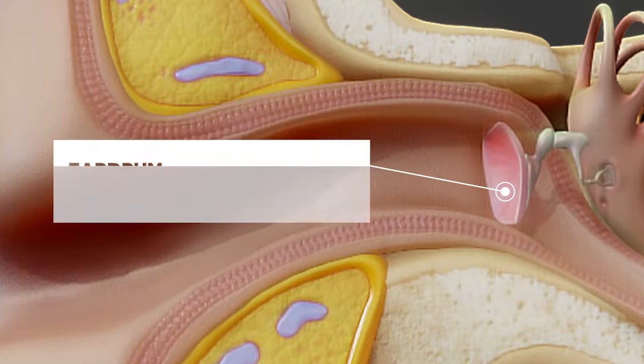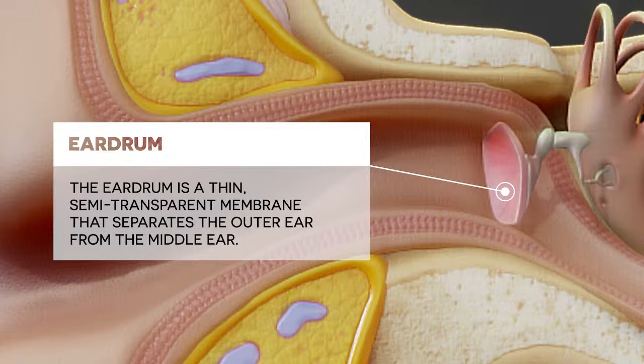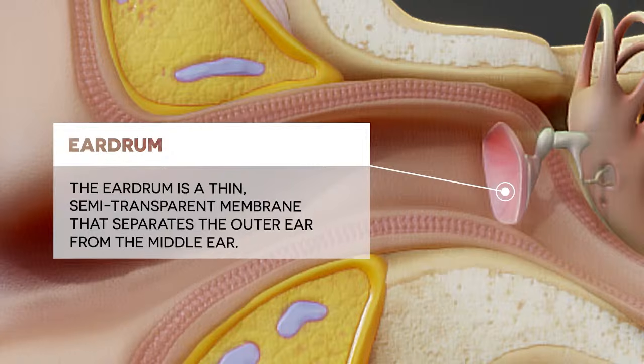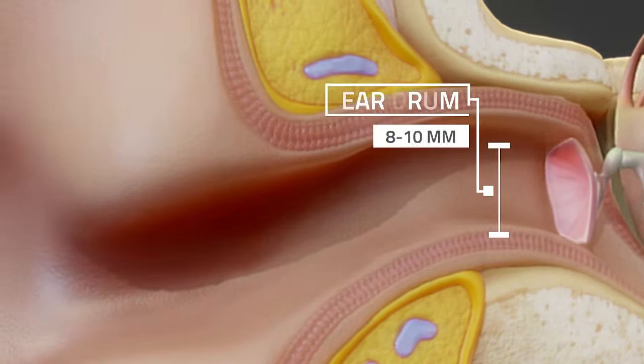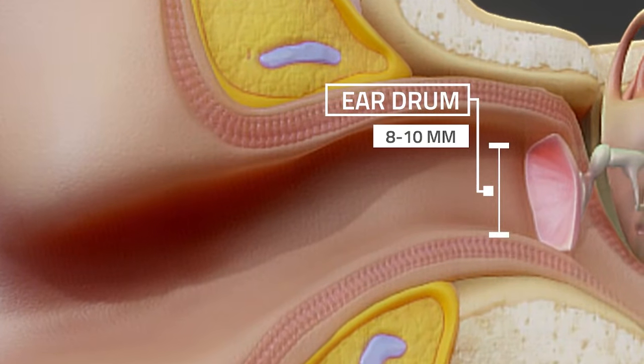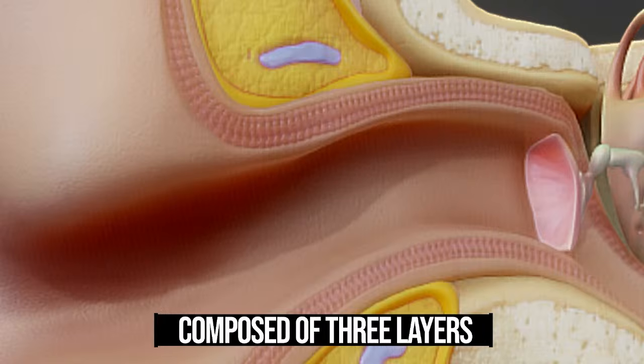Structure. The eardrum is a thin, semi-transparent membrane that separates the outer ear from the middle ear. It's roughly oval in shape and measures about 8 to 10 millimeters in diameter in adults. The membrane is composed of 3 layers.